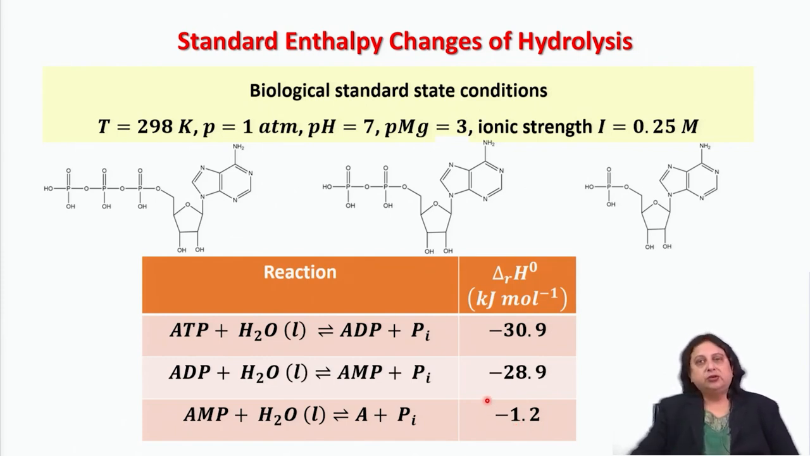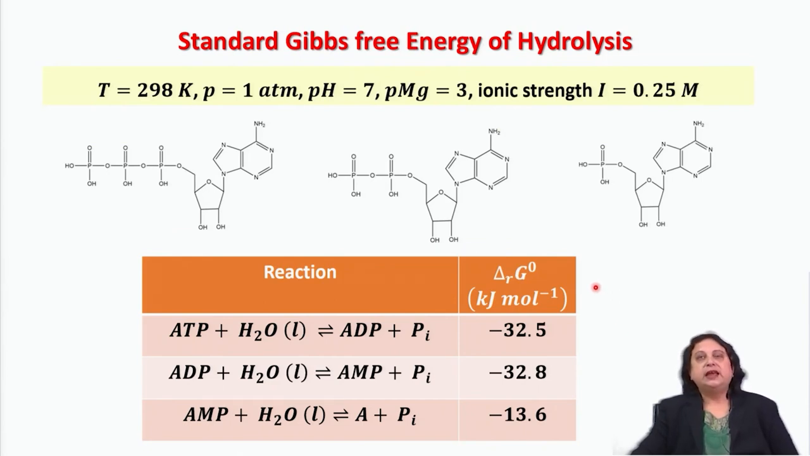But as you know, in order to find out whether they are spontaneous or not, we should examine the quantity, not the enthalpy, but the standard Gibbs free energy of hydrolysis. Now, under the biological standard state, we find that all the three reactions are highly exergonic, which means that all of them are associated with large negative values of standard Gibbs free energy. So, I would say that in our body under the standard conditions, all these three reactions are going to be spontaneous. And of these, the hydrolysis of ATP is going to be associated with the largest decrease in the standard Gibbs free energy upon hydrolysis.